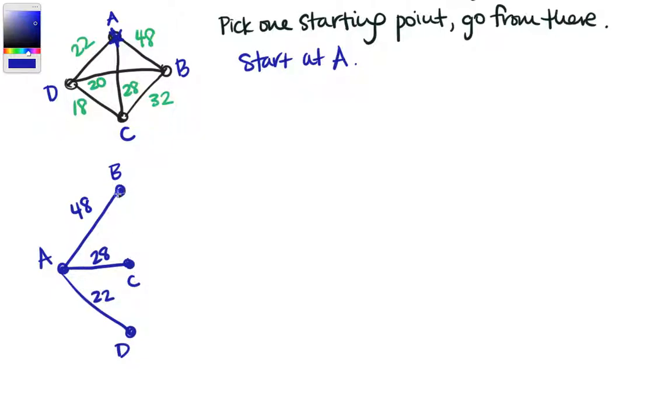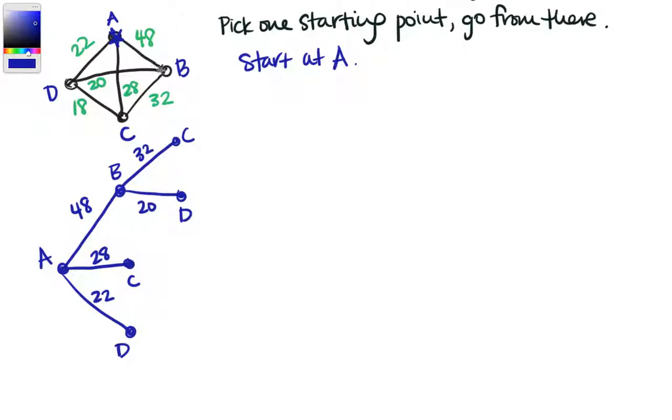And now we're going to do the same thing for each of these vertices. So from B, if we come from A, now we've got 2 options. We can go to C or we can go to D. We don't want to go to A because we've already been there. So we can go up to C or down to D. And from B to C, that weight is 32. From B to D, that weight is 20.